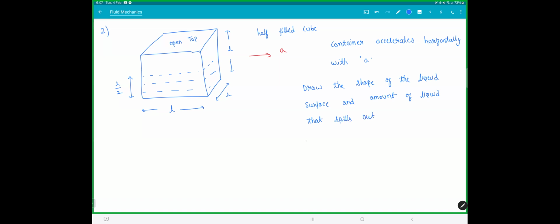Now we will do this for three cases. Case one, when A is G by root 3. Case 2, when A is equal to G. Case 3, when A is equal to G root 3. There are three different questions. So if the acceleration is G by root 3, draw the shape of the liquid and the amount of liquid that spills out. A is equal to G, shape, liquid spills out, G root 3. Three different questions. I hope the question was clear.